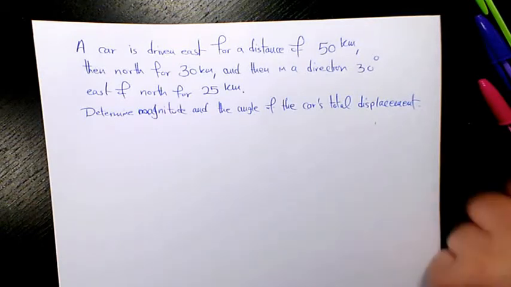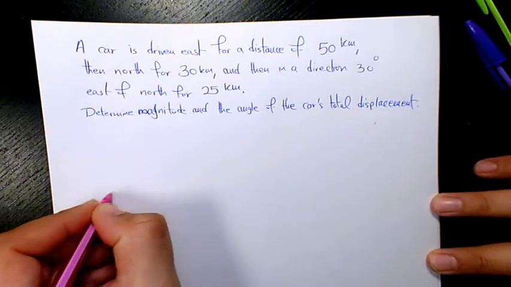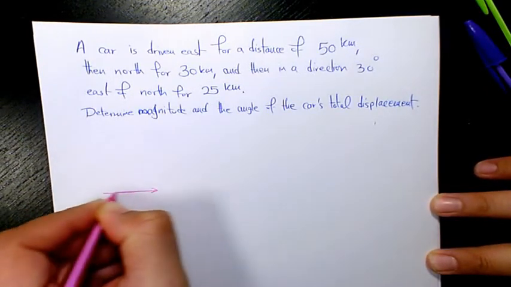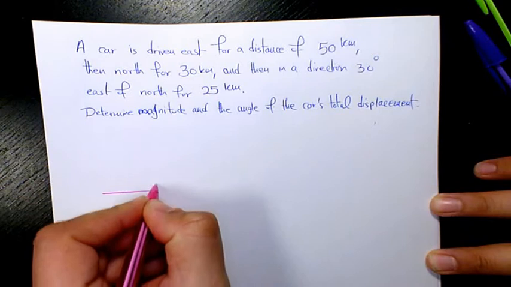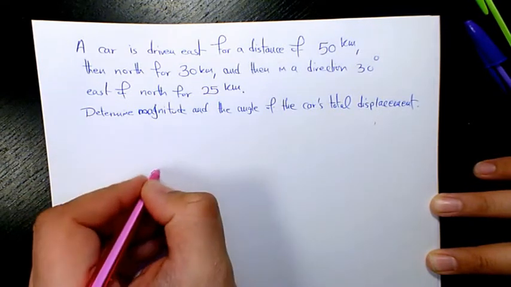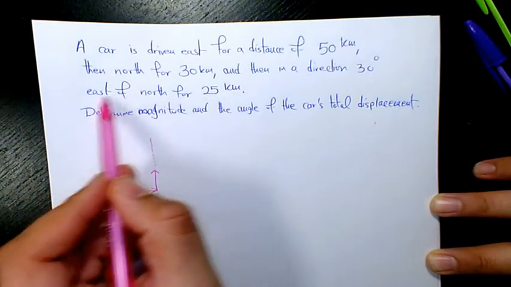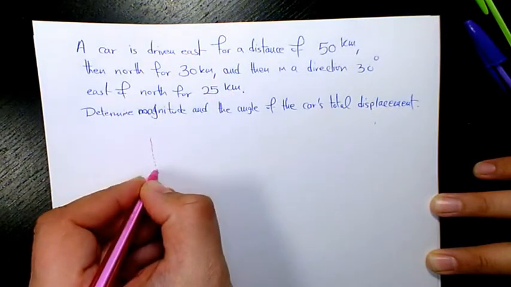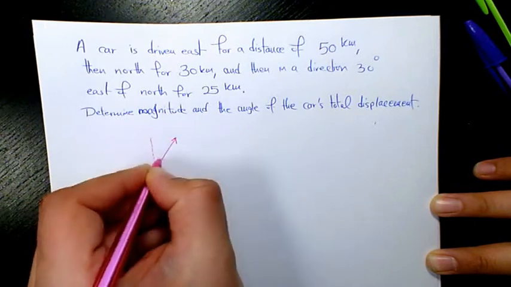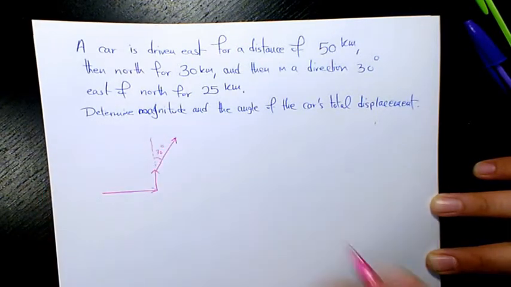So we will have 50 kilometers east, 30 kilometers north, and after that we have 25 kilometers east of north. So it's going to be something like that. That's 30 degrees.